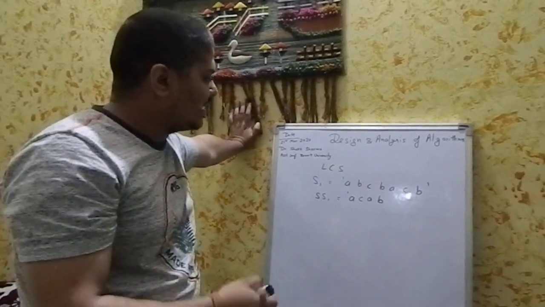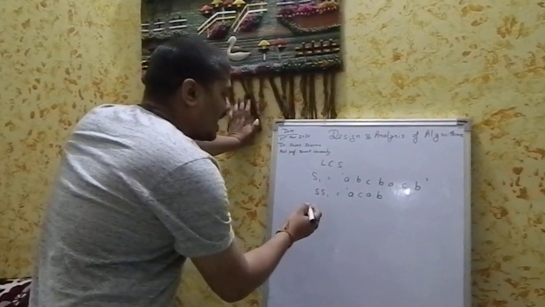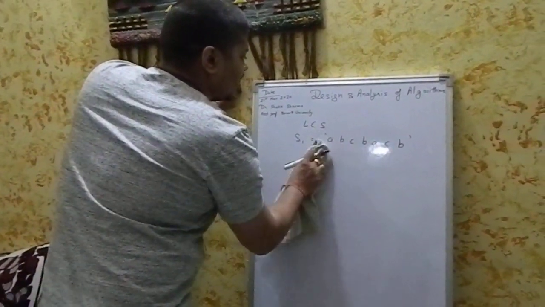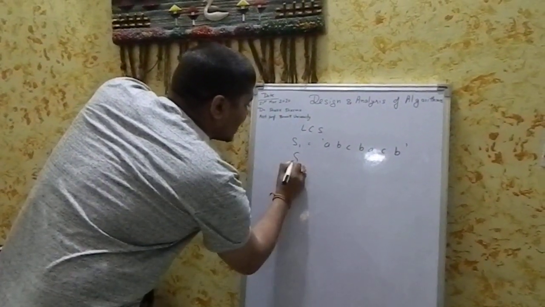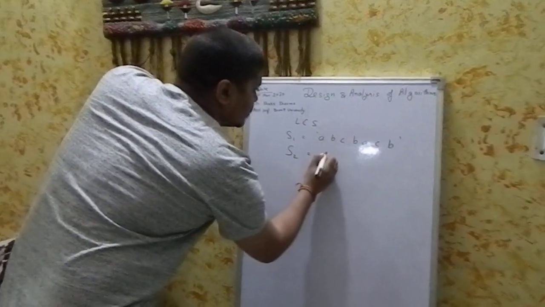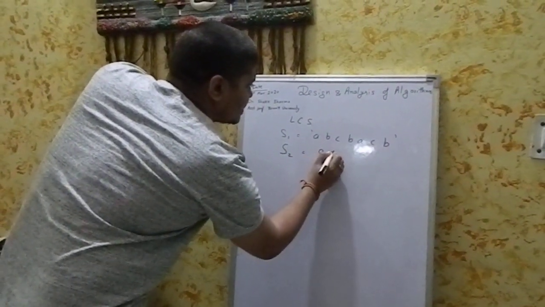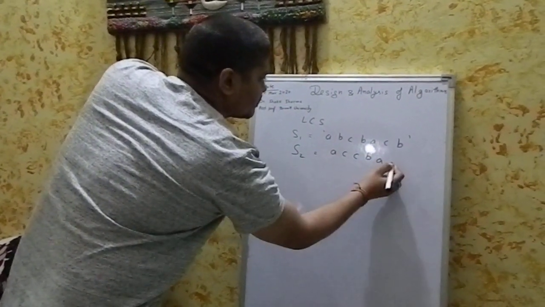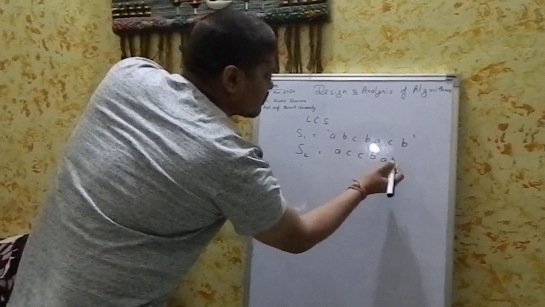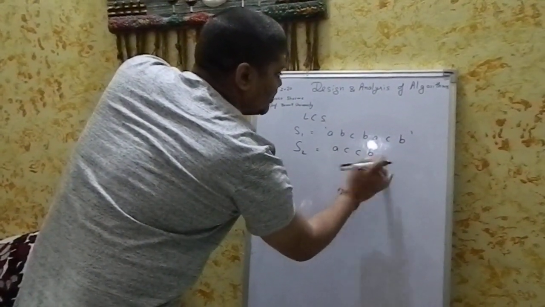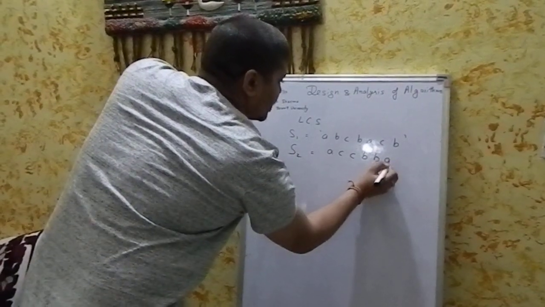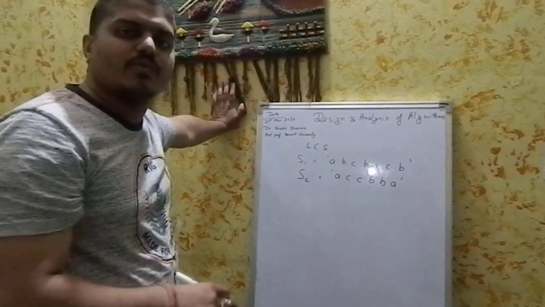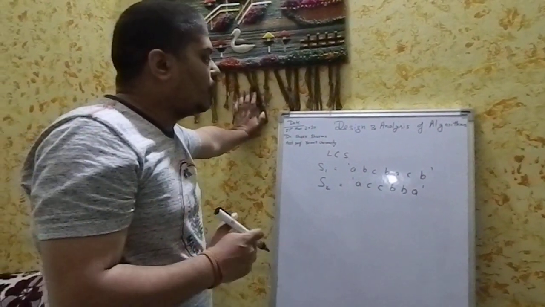So if we have two sequences, say S1, and another sequence S2 equal to say A, C, C, B, B, A. If these are two sequences, we need to identify the longest possible common subsequence.